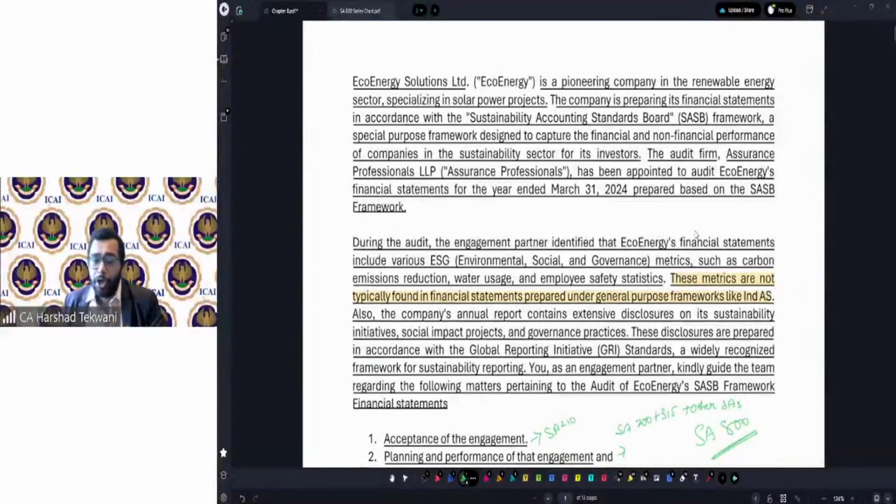Are you getting my point? So 200, 315, other SAs, all are required to be followed when it comes to the planning and performing the engagement. Any doubt? Any doubt till now?